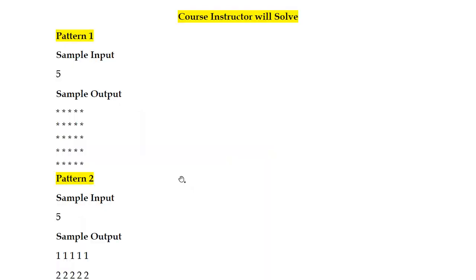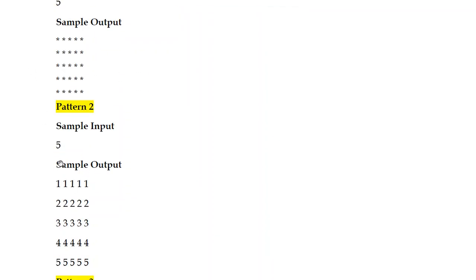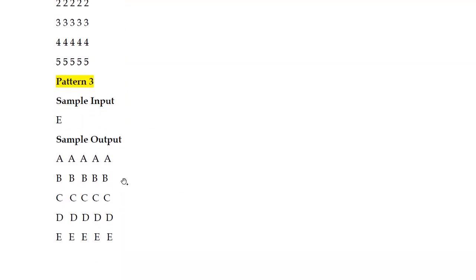For your reference, we already solved tasks, pattern number 1 and pattern number 2. Go to the course instructor side, where I solved pattern 1 and pattern 2: that is a square number pattern, and then a square star pattern. So in this session, we'll discuss pattern 3, alphabet square pattern.